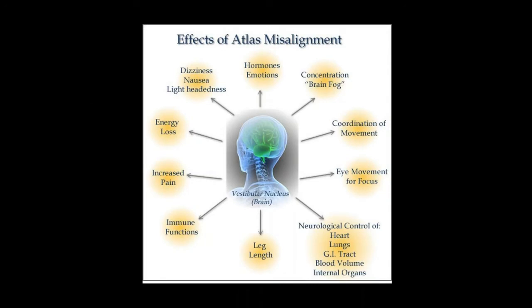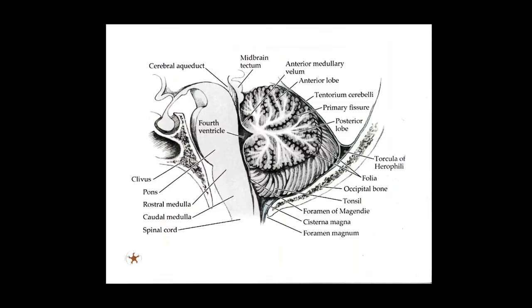First, I love this slide right here. I've seen this before, effects of atlas misalignment, and I've even used it in other boot camps. Not all of these, but most of these can actually be attributed to what we're going to go through in this cerebellum, basal ganglia, frontal lobe connection. So let's talk about it.